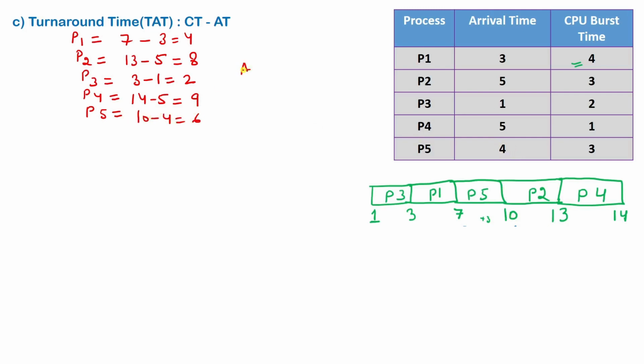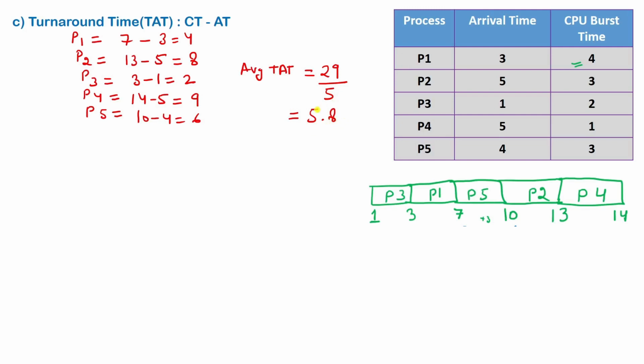Okay, now to find the average turnaround time, you have to find the sum of all these things: 4 plus 8 plus 2 plus 9 plus 6. So it will be 29. You can just find the sum and divide it by the total number of processes. So in total we have 5 processes. So 5 5s are 25, and then 5 8s are 40, so 5.8.